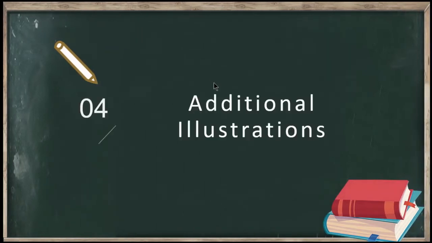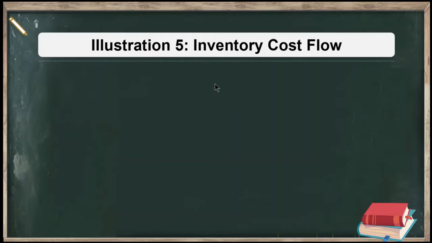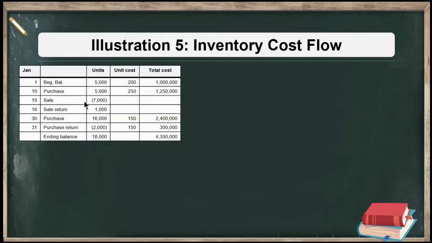Now we will proceed to additional illustrations. For the inventory cost flow, we have these items given: the beginning balance, purchase, sales, sales return, purchase, purchase return, and then the ending balance. Required is the inventory cost at the end of the year, and the cost of goods sold.